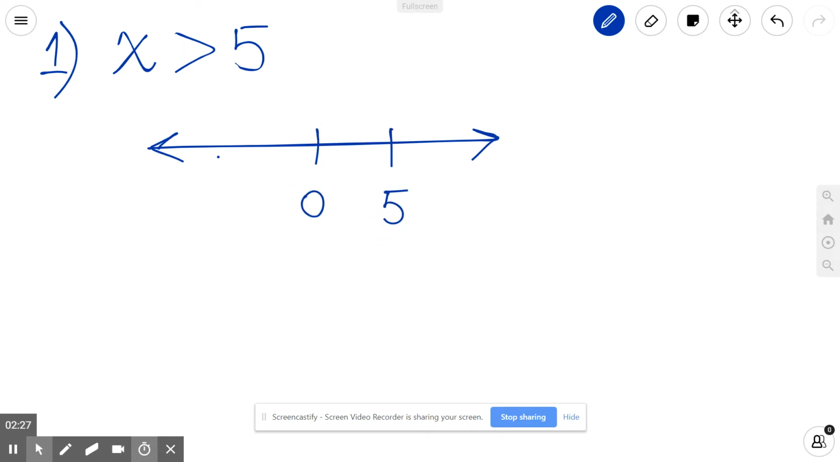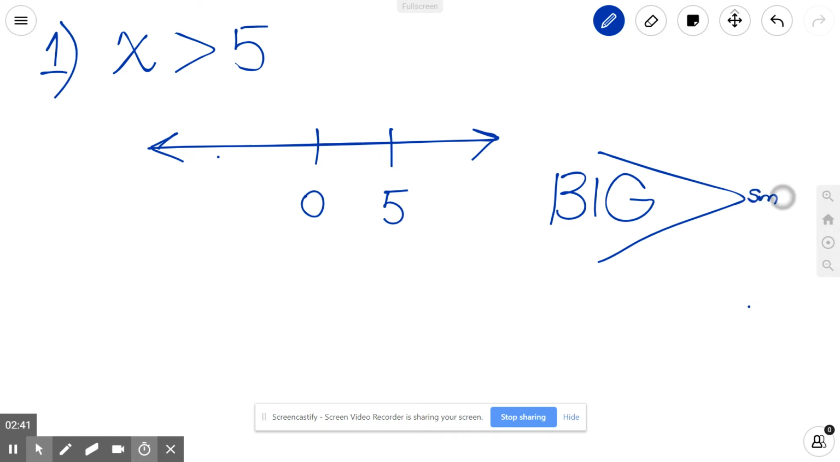Now I would suggest you look at what is happening to x. Your x is becoming greater. The mouth of the sign is on the bigger number. So it is always open towards the big number. And then the small number is towards the close side. So x is becoming bigger here, whereas your 5 is small.